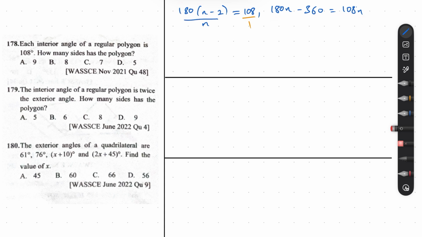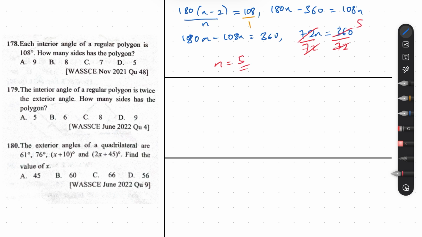Now from that we say 180n minus 108n equals 360. That means 72n equals 360. We can divide both sides by 72, so you cancel out, and we have n equal to 5, since 72 goes into 360 five times. So it is D.